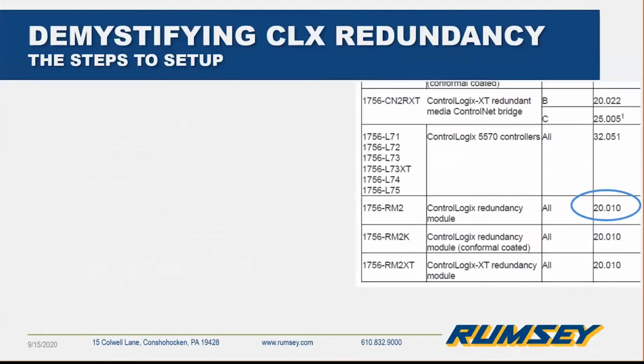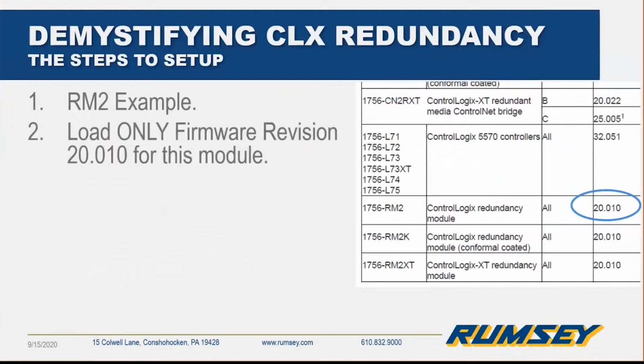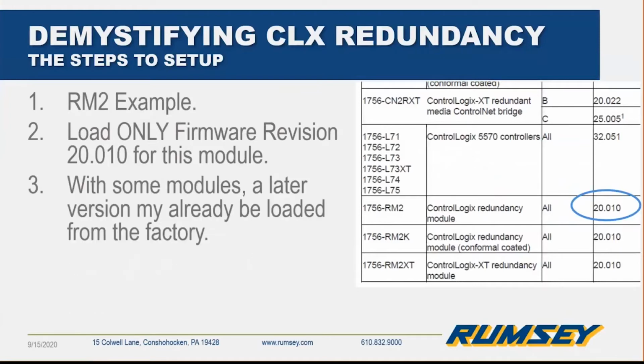Let's look at another one. I point this one out specifically because the RM2s are usually shipped with something later. I believe it's 21 even that the firmware is shipped with today. But either way, if you receive it as 21, you want to downrev it and match it to 20.010. Very, very important, okay? Again, this is the only version you want to use in the redundancy system.